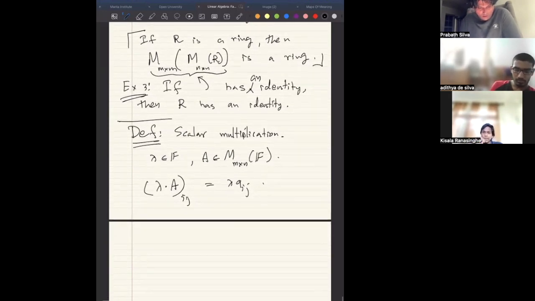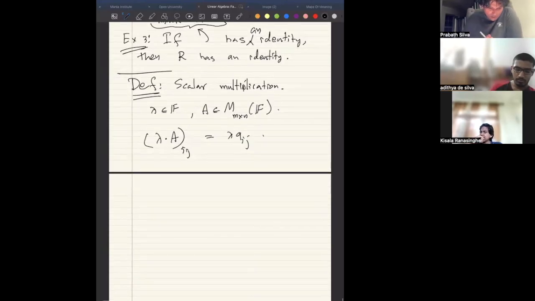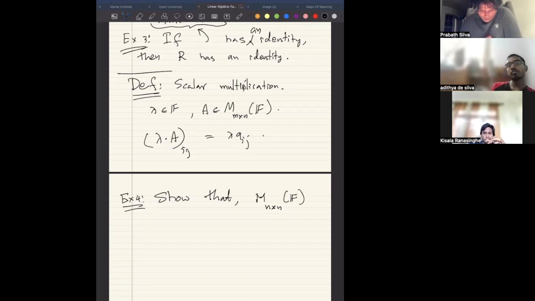And so exercise 4: show that N by N matrices with entries from F, where F stands for real or complex, form an algebra.